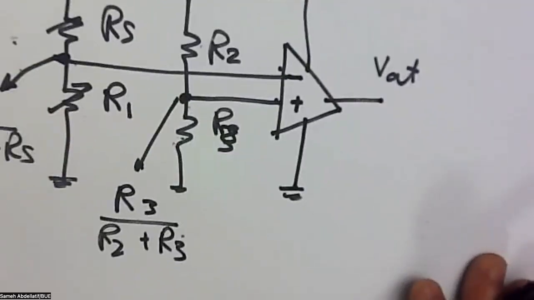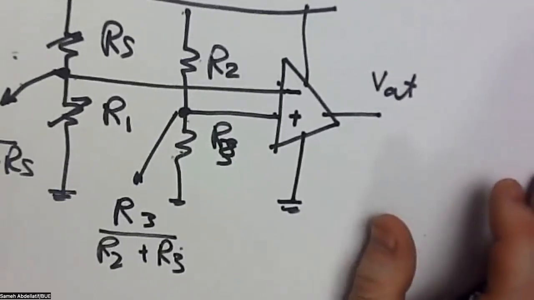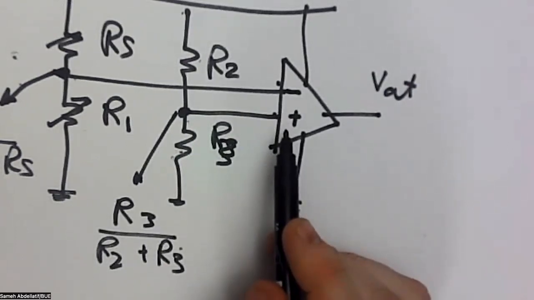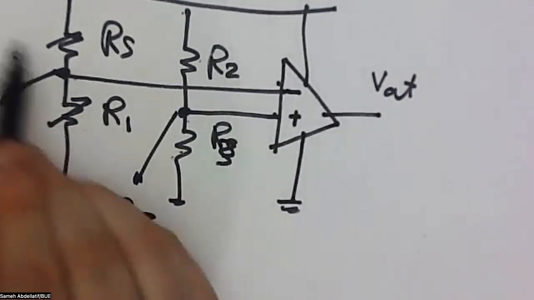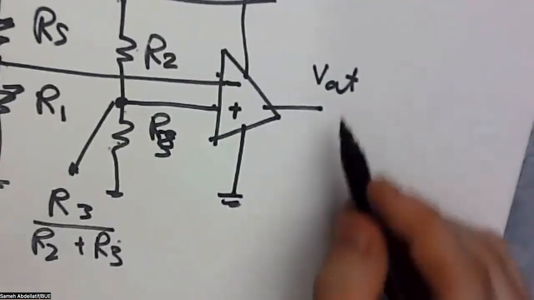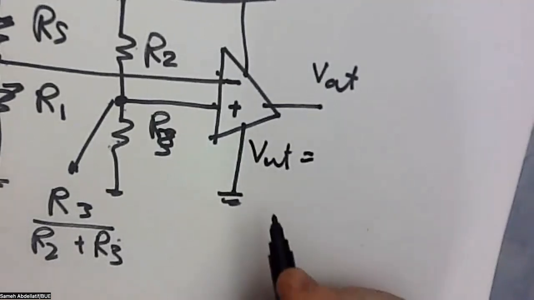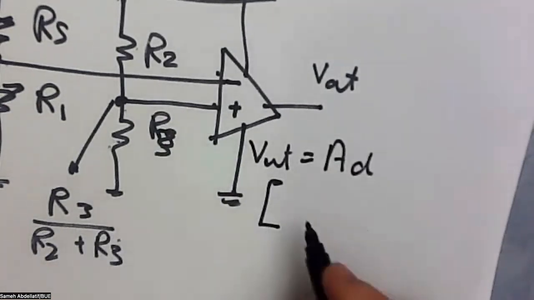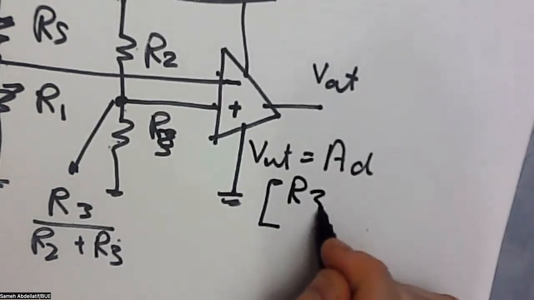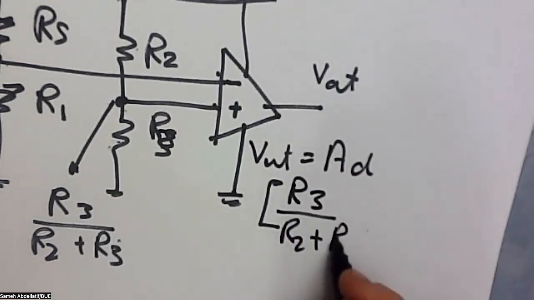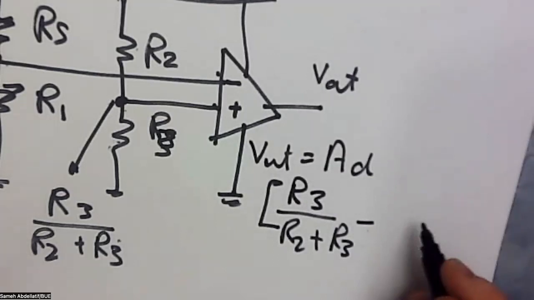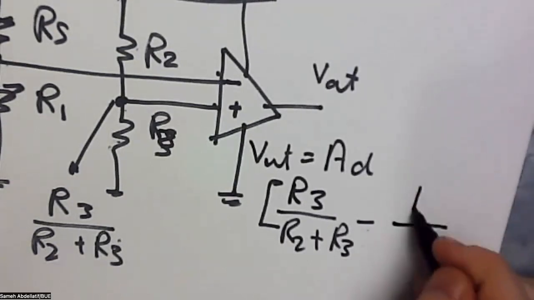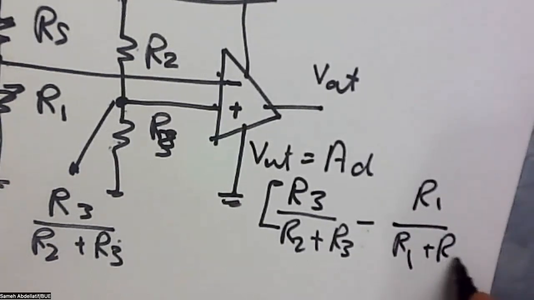As you know from your differential amplifier classes, the V output is simply equal to A differential, the differential gain, multiplied by V non-inverting minus V inverting. So we can write an equation saying that V out equals AD, the differential gain, multiplied by the non-inverting, which is R3 over R2 plus R3, minus the inverting, which is R1 over R1 plus RS.